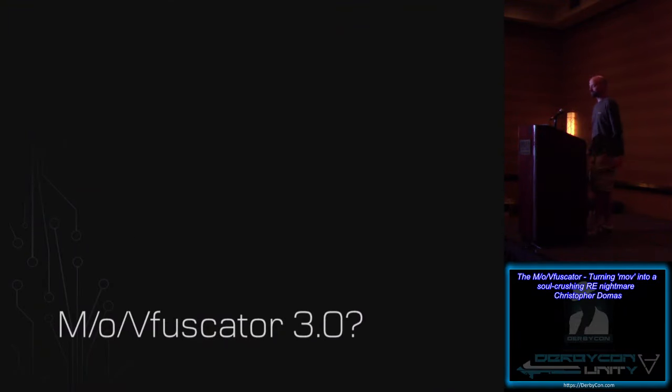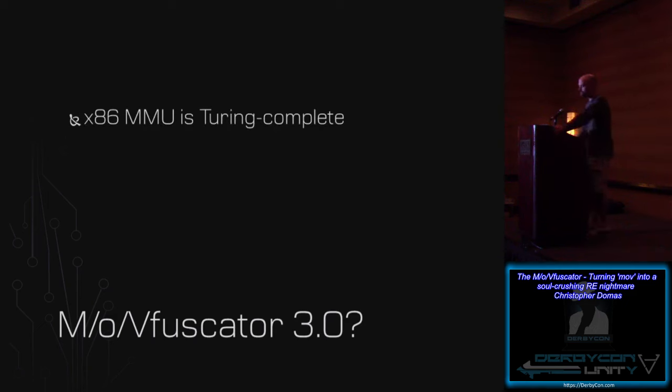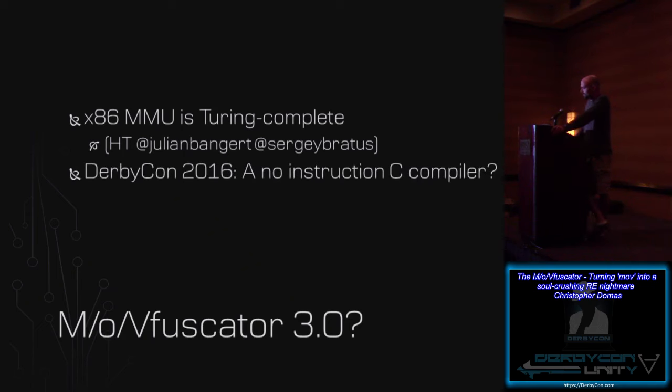So I was still having fun with this, wasn't ready to call it quits, trying to think of ideas for MoVfuscator 3.0. And a friend of mine pointed me to this paper showing that the x86 memory management unit is Turing Complete. What that means is that you don't need any instructions in x86 for Turing Completeness. The page faults and exception handling mechanisms in x86 are Turing Complete by themselves. That research is courtesy of two guys, Julian Bangert and Sergey Bratus. Pretty sharp guys, but I think my goal for next year would be to have a C compiler that outputs no instructions.